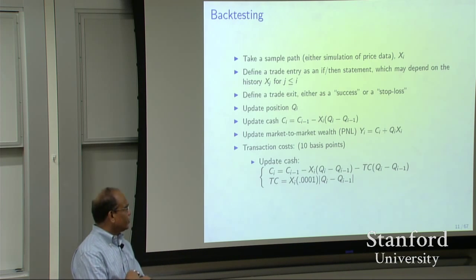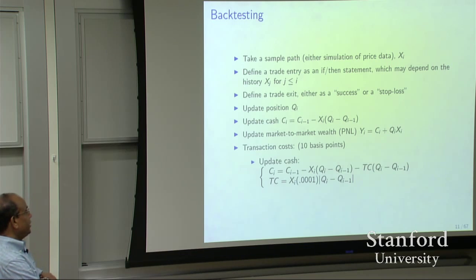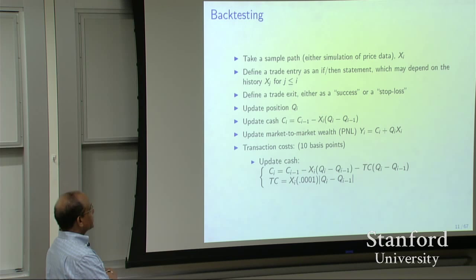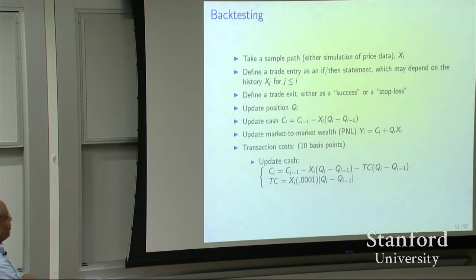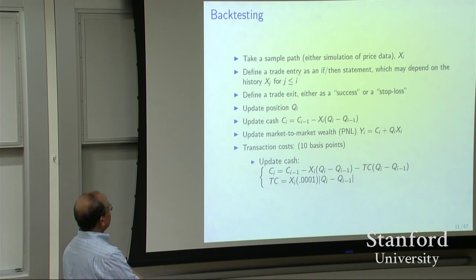So we are going to take a simple test here. We are going to generate data from the AR1 model, and we want to come up with some sort of rule here. We are going to take a sample path, using simulation price data just for illustration, and we are going to define entry as some sort of if and then statement: if the prices deviate from a certain number, then we are going to make a trade, either buy or sell. So define a trade exit either as a success or a stop loss.